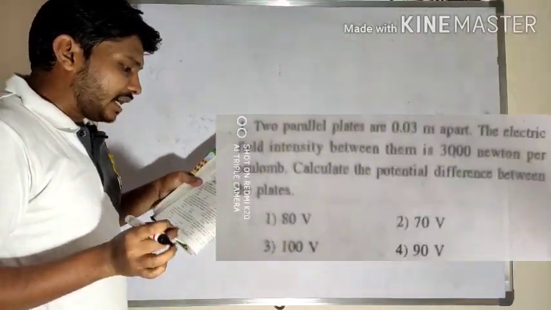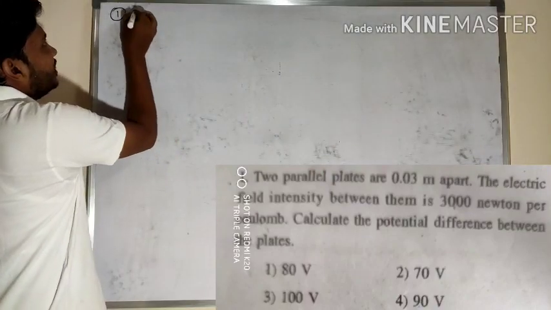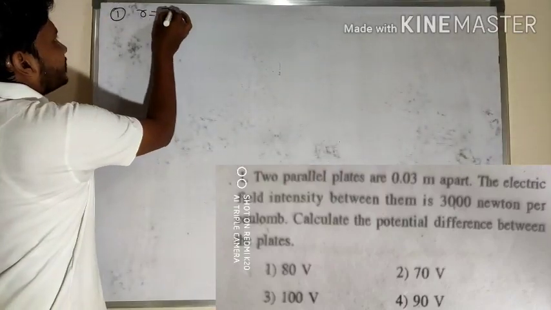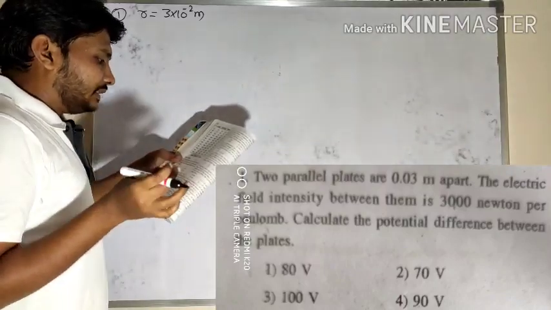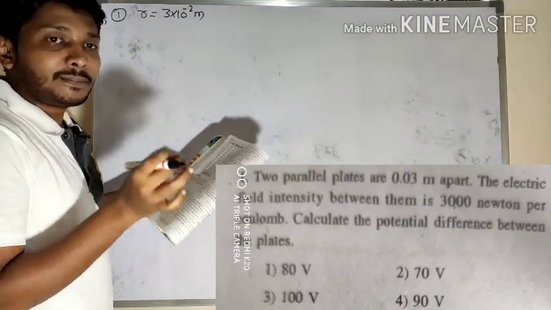Two parallel plates are 0.03 meter apart. So two parallel plates are there, and the separation between them is 0.03, which I can write as 3 into 10 to the power of minus 2 meter here. The electric field intensity between them is 3000 Newton per Coulomb.